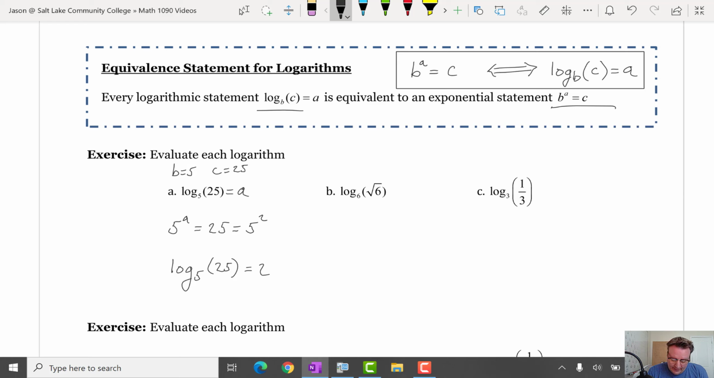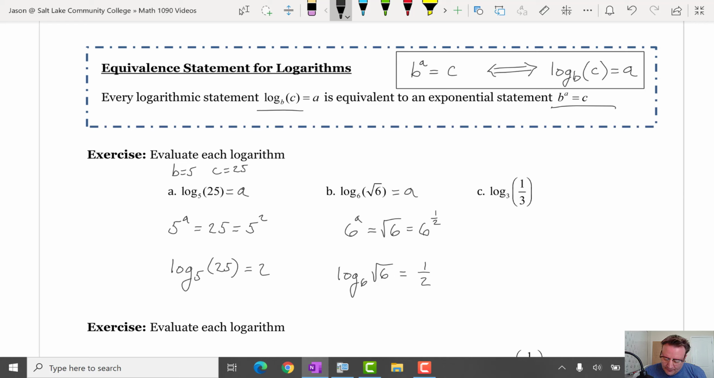Okay, next one. Again, I'll call this A, and we've got to determine what A is. This is the same as asking 6 to the A power is equal to the square root of 6. Well, recall that we can write the square root of 6 as 6 to the 1/2 power. So A equals 1/2, and thus log base 6 of the square root of 6 is equal to 1/2.